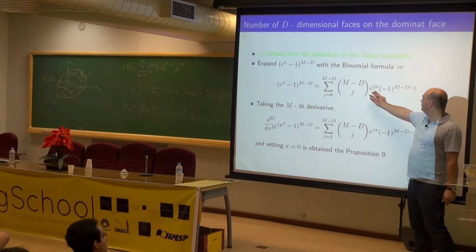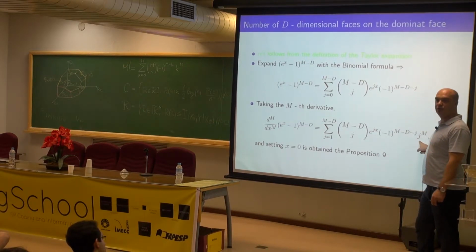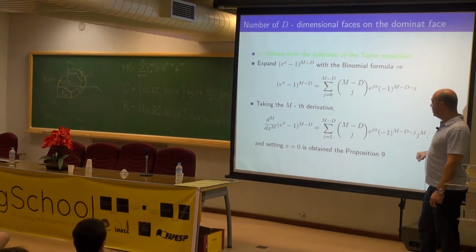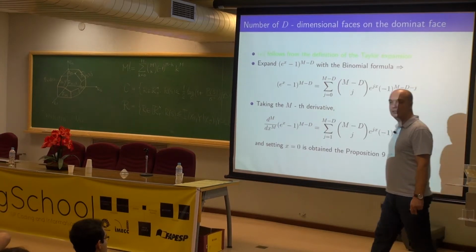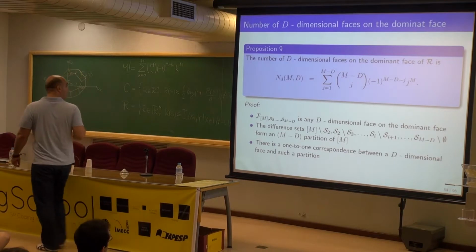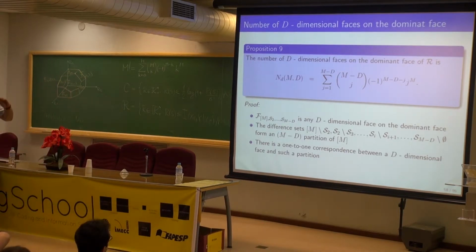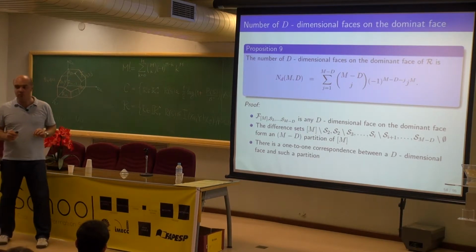It's easy because we have only to differentiate e to the jx, and that's why we get j to the m, because we have m derivatives. And now we have to set x equals 0. So this will vanish, and then we get the result of the proposition. This one. So this gives us the number of any d faces on the dominant face in a sum form.